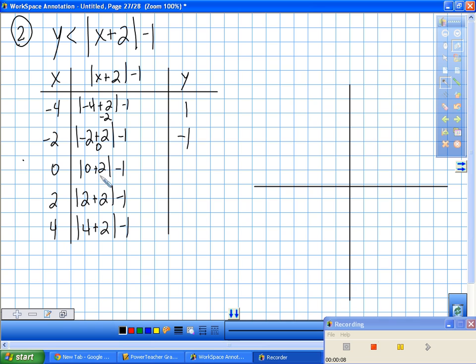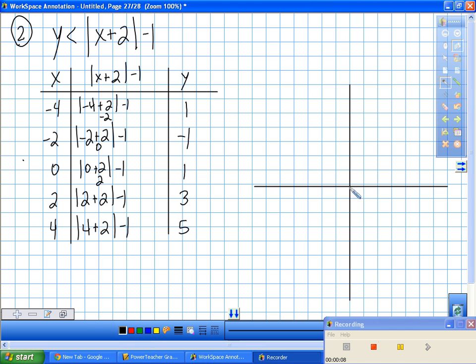Here we're going to have 2 minus 1 is 1. Here we're going to have 2 plus 2 is 4, minus 1 is 3. Here we're going to have 4 plus 2 is 6, minus 1 is 5. So let's plot our ordered pairs and see what our transformation looks like.